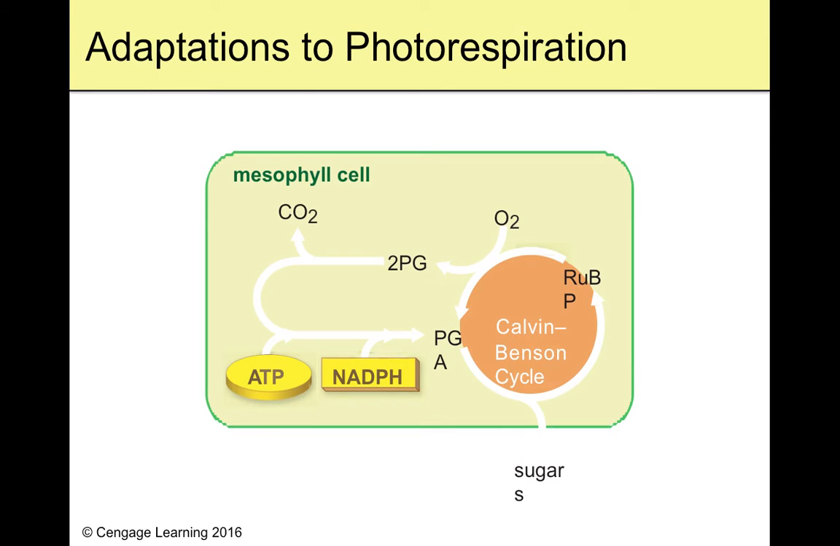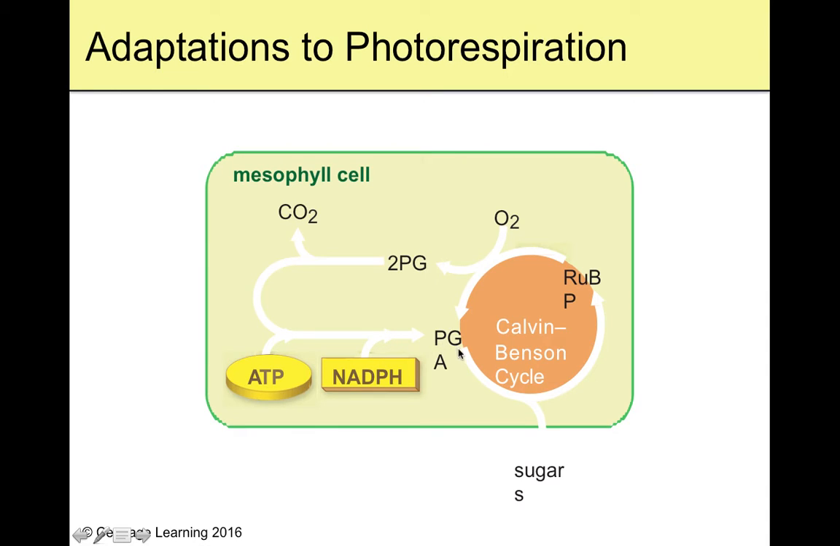So here are adaptations to our photorespiration problem. Here is a little diagram of photorespiration. We have excess oxygen coming into the Calvin-Benson cycle, and we don't make PGA, we make just PG, we lose some carbon dioxide, and then it takes a lot of ATP and it takes a lot of NADPH to make that PGA.